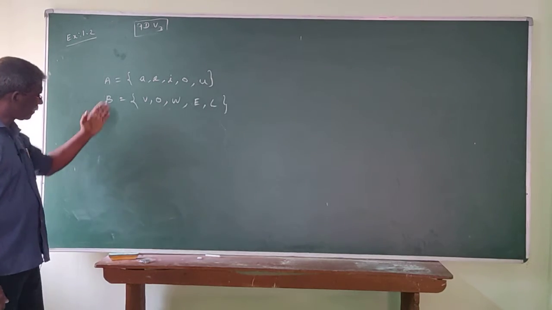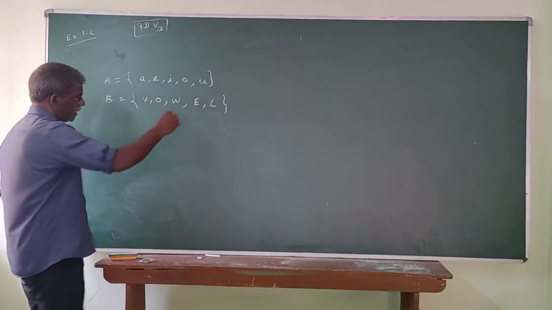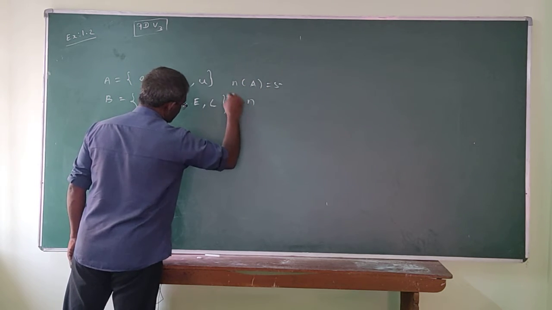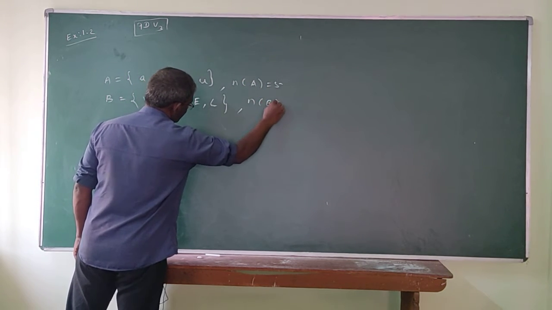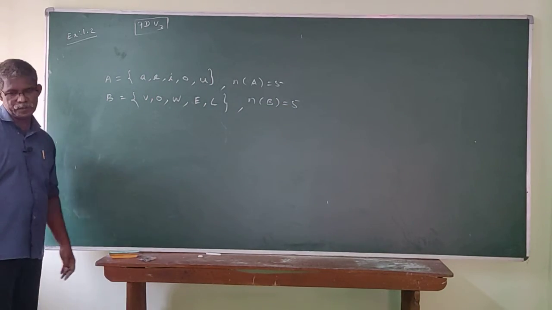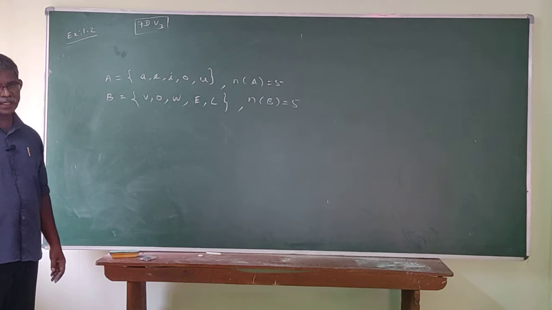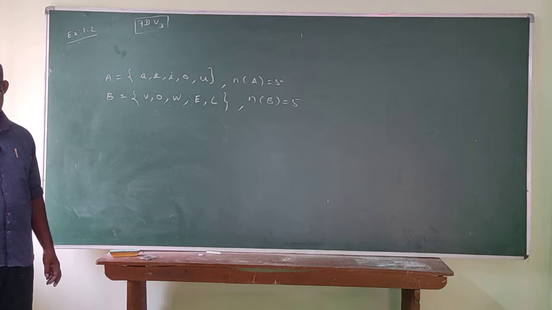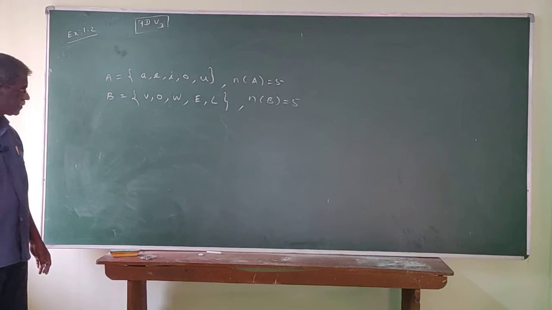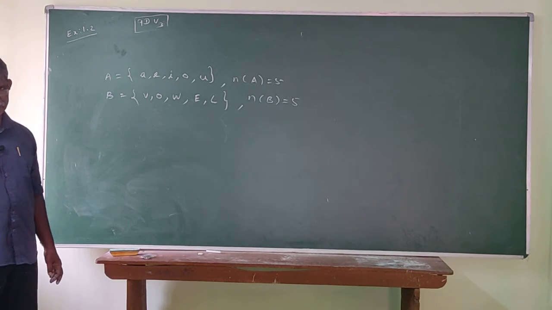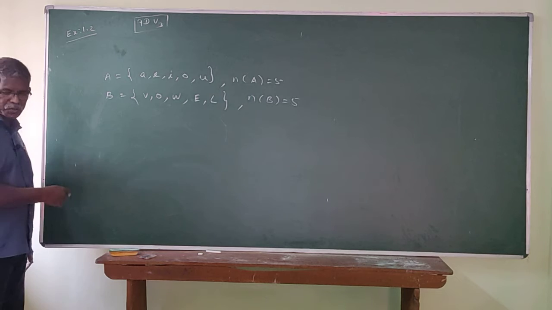So now the number of elements: n(A) is equal to 5, n(B) is also equal to 5. But the elements are not the same, though the number of elements is equal. Therefore, these two sets are equivalent sets. So for question number 1, the given sets A and B are equivalent sets. That is the answer.